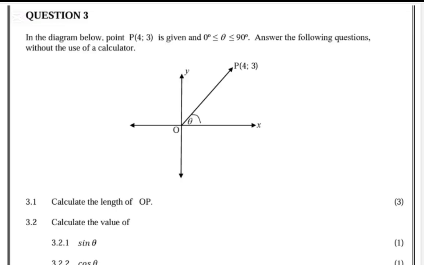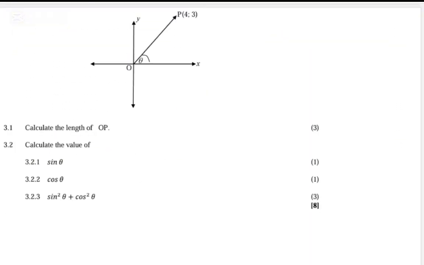Then they say answer the following questions without the use of a calculator. In other words, what they're trying to say is don't use a calculator, but use a diagram in order to answer these questions. The first one, they say calculate the length of OP. Let me slide this so that I have space to write. If you pay close attention, OP is this side that is here. How can we find it? We need to draw our diagram.